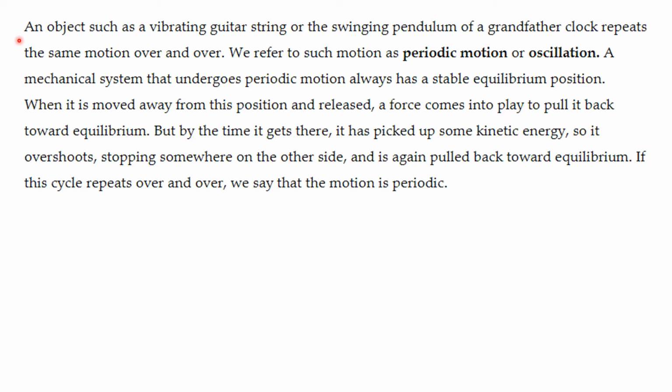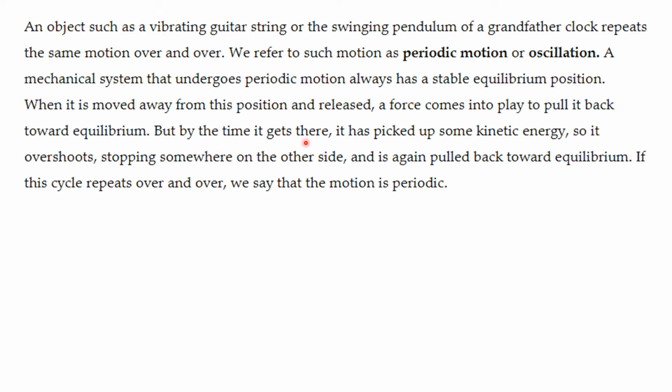An object such as a vibrating guitar string or the swinging pendulum of a grandfather clock repeats the same motion over and over. Refer to such motion as periodic motion or oscillation. A mechanical system that undergoes periodic motion always has a stable equilibrium position. When it's moved away from this position and released, a force comes into play to pull it back toward equilibrium.